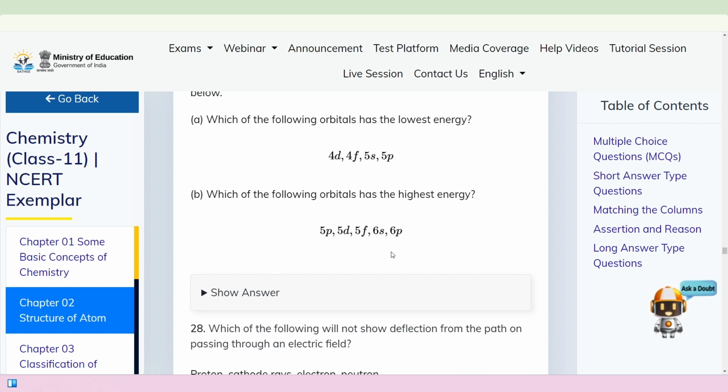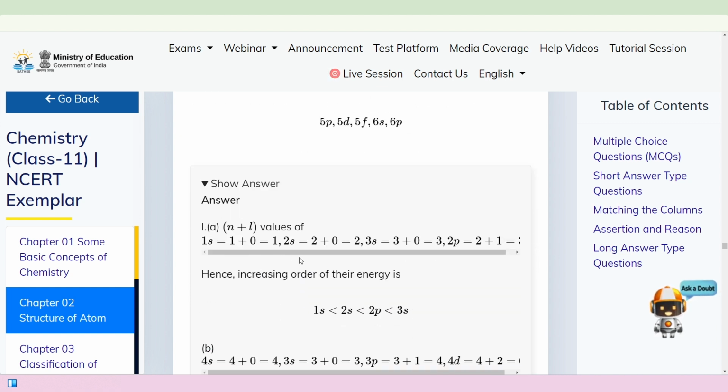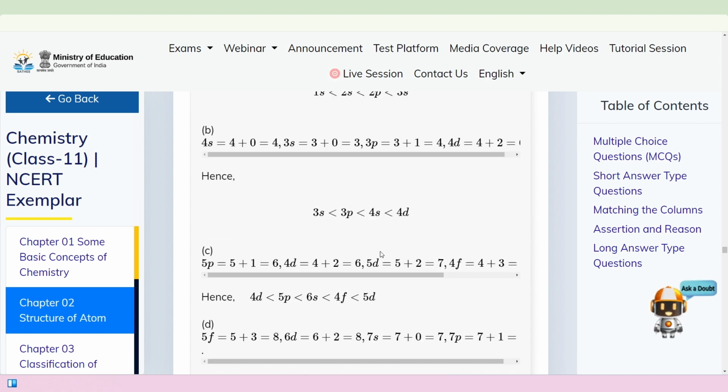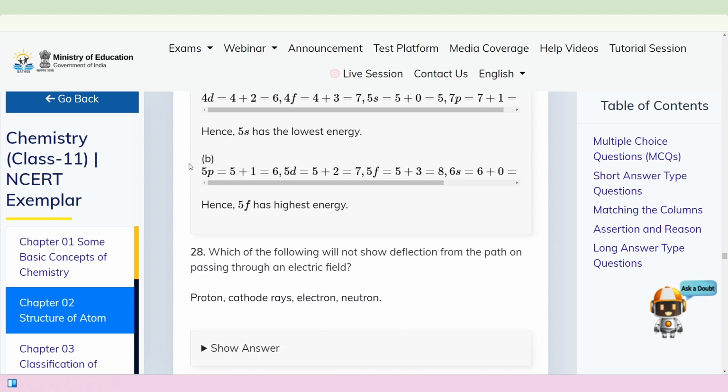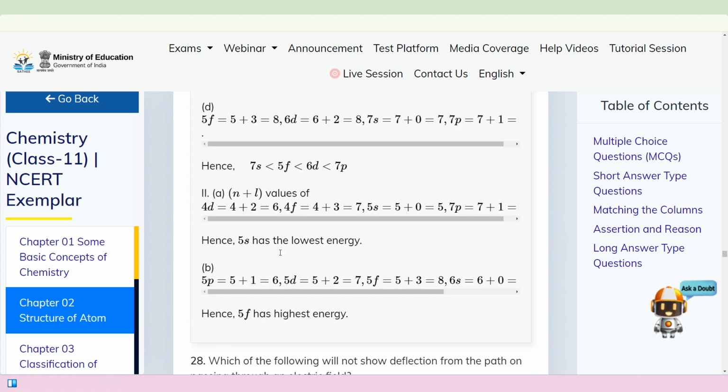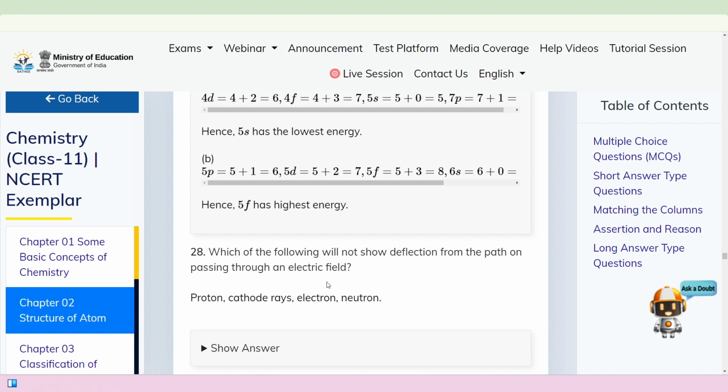What about this, which will have the highest energy? First of all, we will consider the one with the greatest value of n plus L. So 5 plus 1, 6. 5 plus 2, 7. 5 plus 3, 8. So it is having the greatest value of all of these three. What about this? It is 6 and it is 7. Therefore, 5f is the correct option. See, the same thing is written. This is the order that we are talking about, and this is the n plus L value. So 5s has the lowest energy, and 5f has the highest energy.